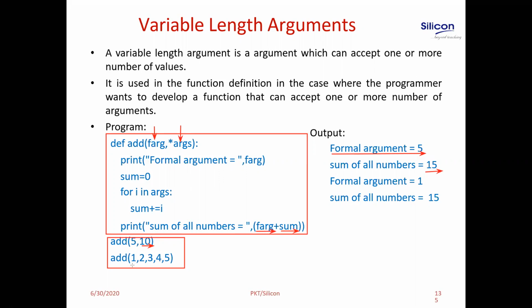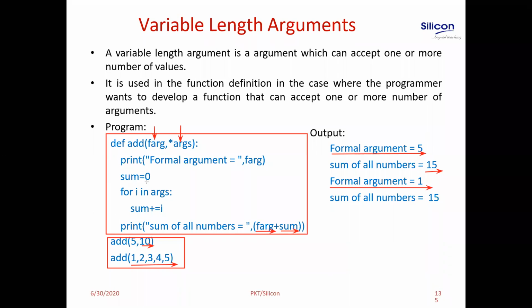If I call the function with more parameters, 1, 2, 3, 4, 5, the first one will go to FARG. Since it is star ARGS, it will take the rest of the elements, 2, 3, 4, 5, all of these are in ARGS, correct? So what is the formal argument FARG? FARG is 1, because the first one is FARG.